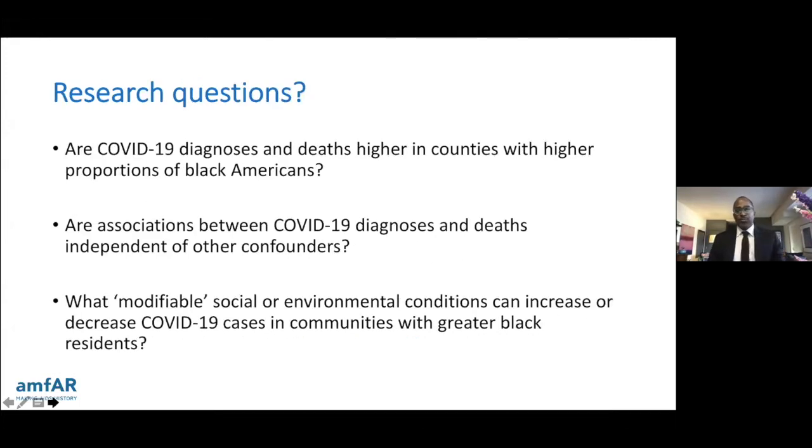So what were some of the research questions that we had for this paper? The first was, are COVID-19 diagnoses and deaths higher in counties with higher proportions of Black Americans? The second is, are associations between COVID-19 diagnoses and deaths independent of other confounders? And then the last research question that we had is, what modifiable social or environmental conditions can increase or decrease COVID-19 cases in communities with greater Black residents?